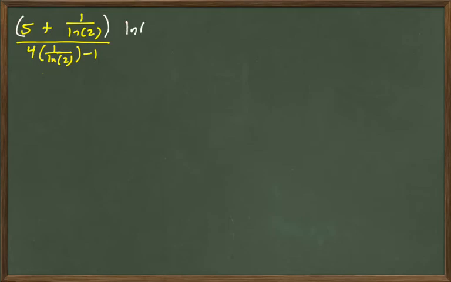There's our change of base formula. Okay. All right. So here's what we got. We're going to go ahead and clear the fractions. We're going to multiply the numerator and the denominator by the natural log of 2.